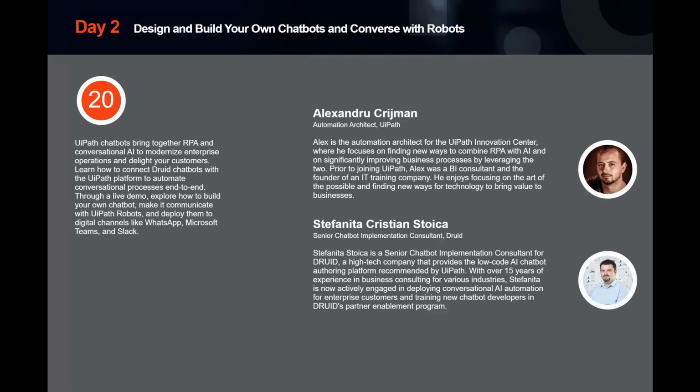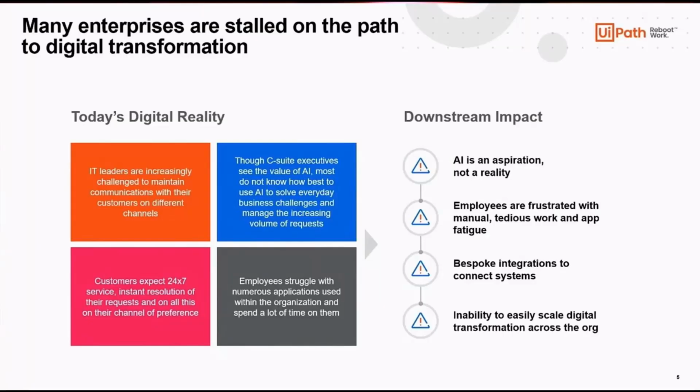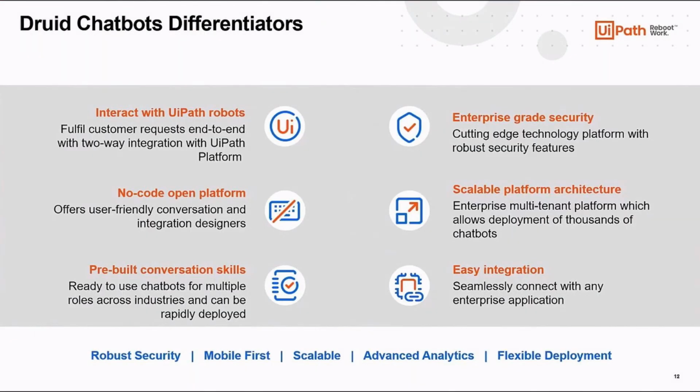The last and one of the most interesting sessions of the DevCon is about chatbots and their integration in UiPath. Customers expect 24/7 service and almost instant solutions to their requests. Chatbots that can do actions can now serve many of these customers' needs themselves by understanding the customer's intent and take the respective action. UiPath and Druid came together to combine human-like conversation with powerful actions done by UiPath robots. Druid offers a low-code, no-code open chatbot platform with pre-built conversational skills that offers a native bidirectional communication with UiPath.